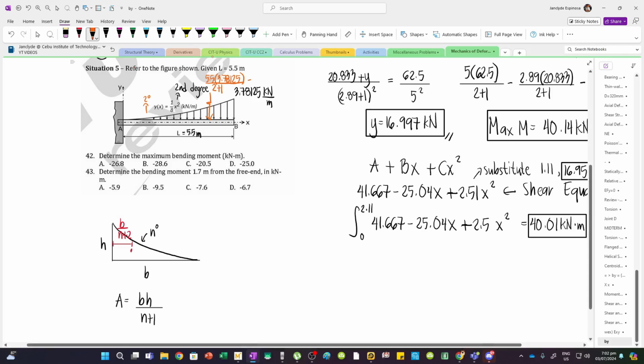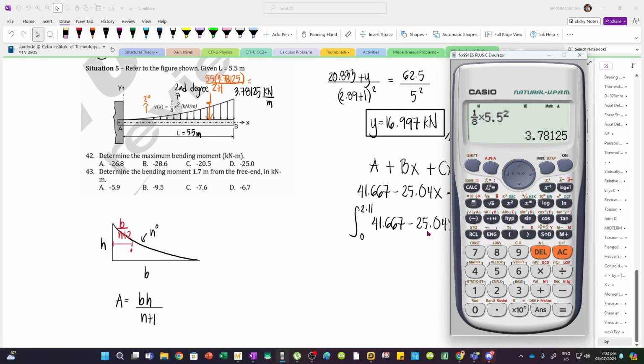And so the resultant force will be 5.5 times 3.78125 over 3. So this is 6.93 kN.